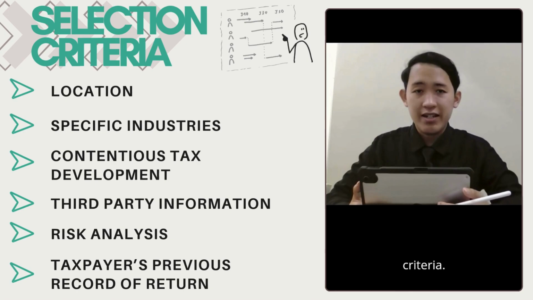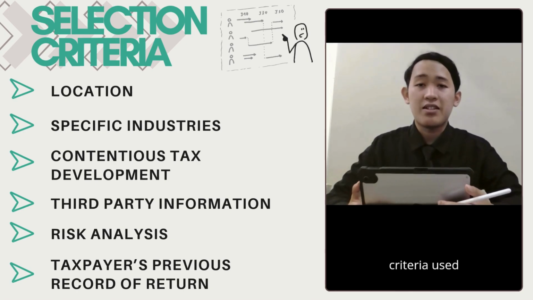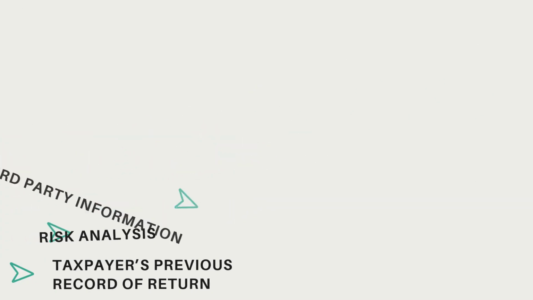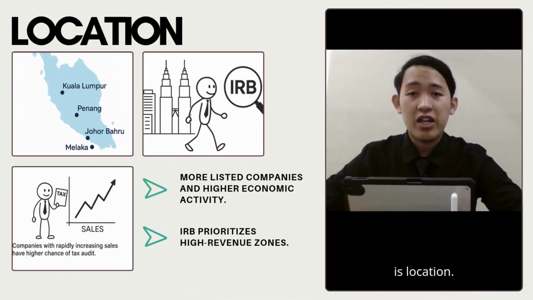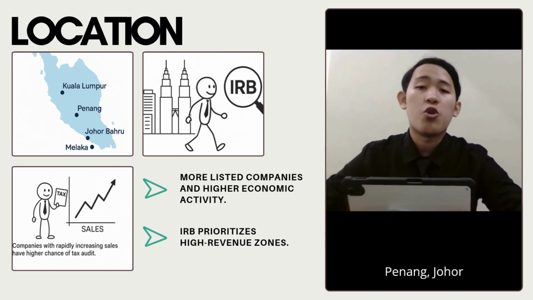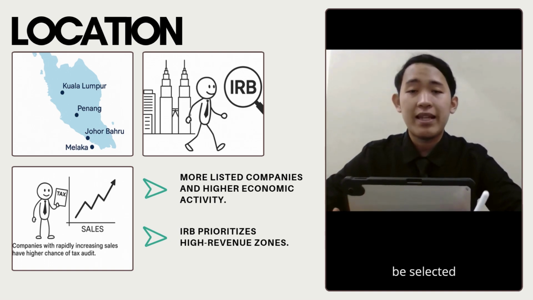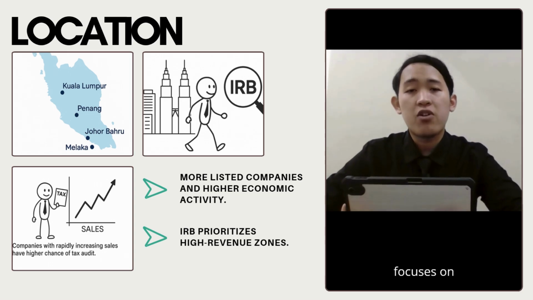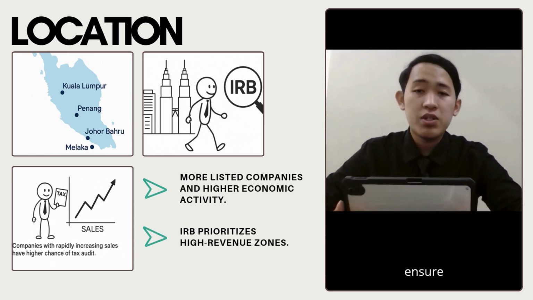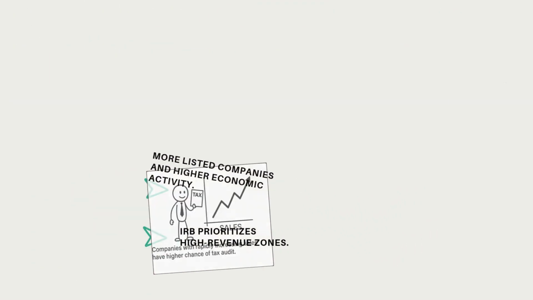Let's look at the selection criteria. There are 6 selection criteria used by the Inland Revenue Board in selecting companies for tax audit. The first one is location. Companies in major cities like Kuala Lumpur, Penang, Johor Bahru and Melaka are more likely to be selected due to the high concentration of listed companies and active economic activities. The IRB focused on these areas to ensure compliance and effective tax collection.